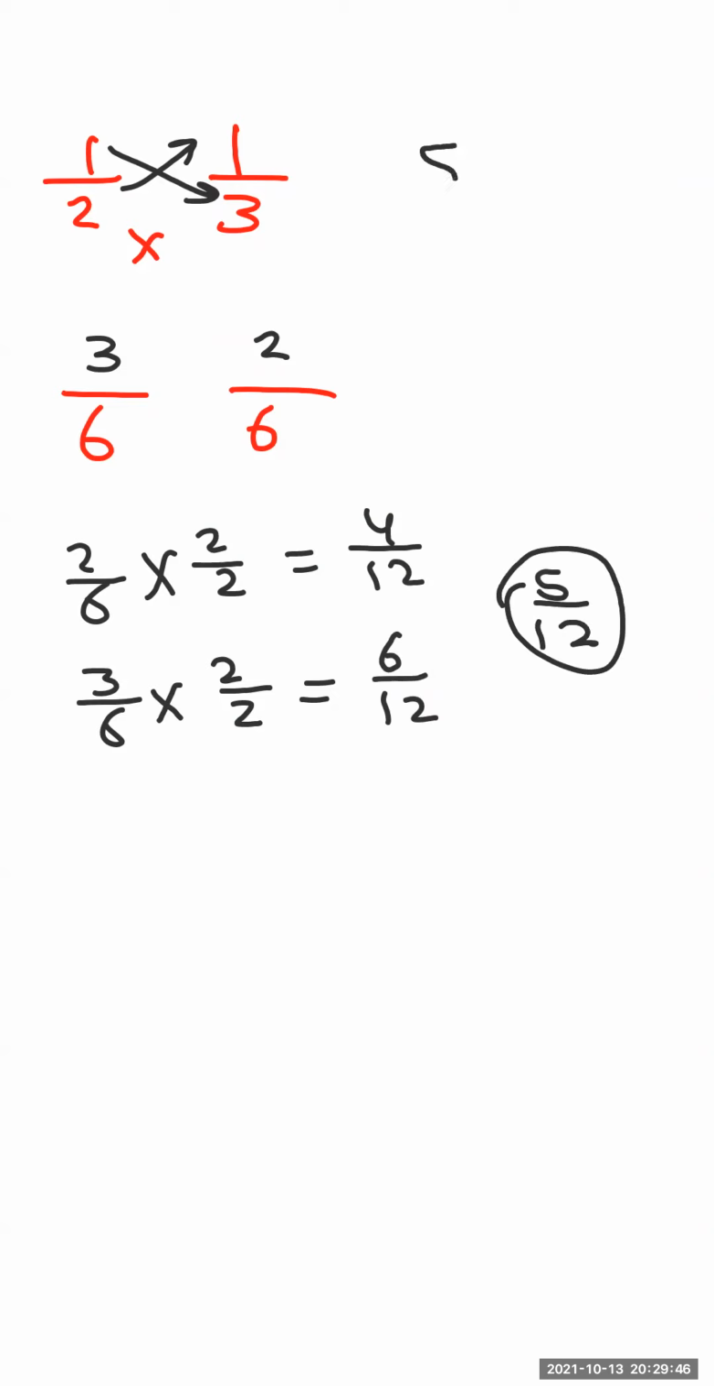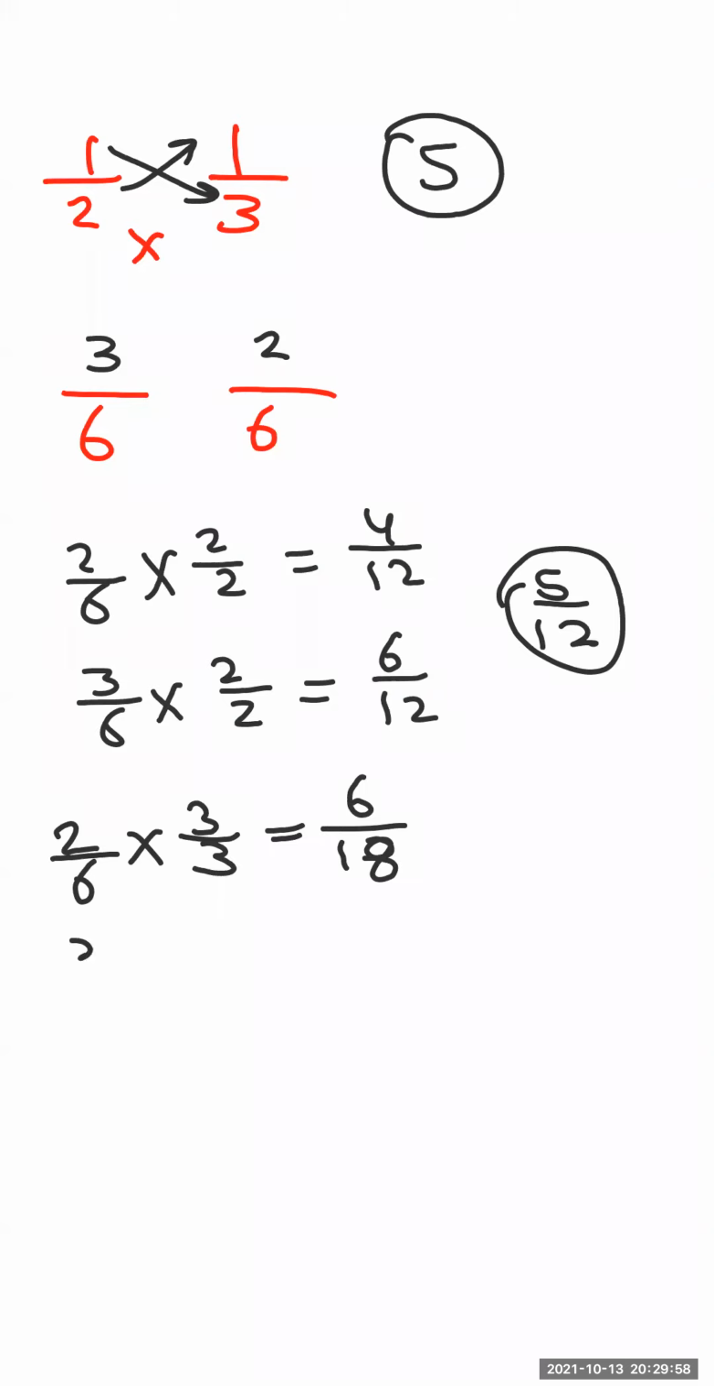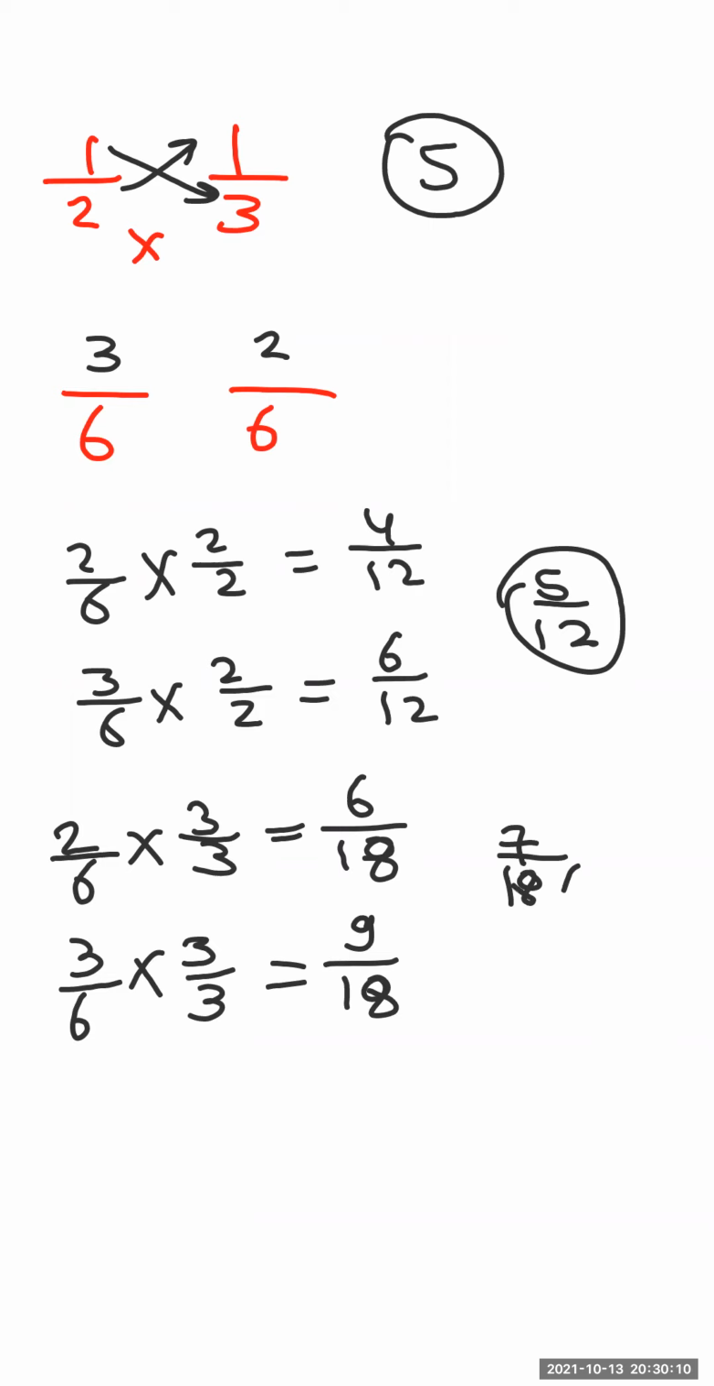I want 5 numbers. So again, multiply the numbers by 3 over 3. 2 over 6 times 3 over 3 equals 6 over 18, and 3 over 6 times 3 over 3 equals 9 over 18. So now only 7 over 18, 8 over 18. Only two numbers. So I still need two more numbers.